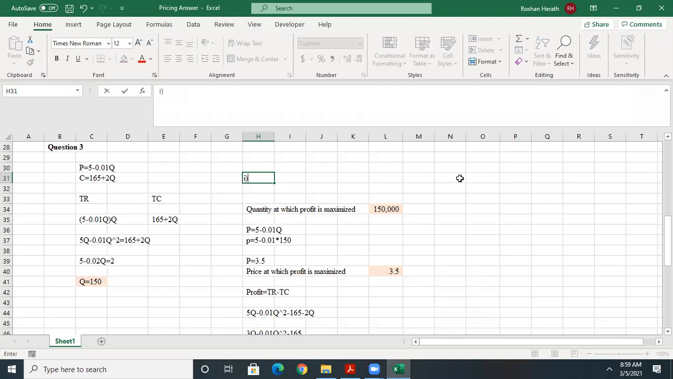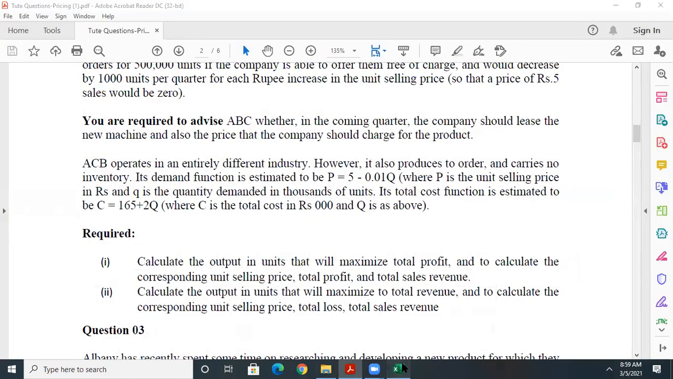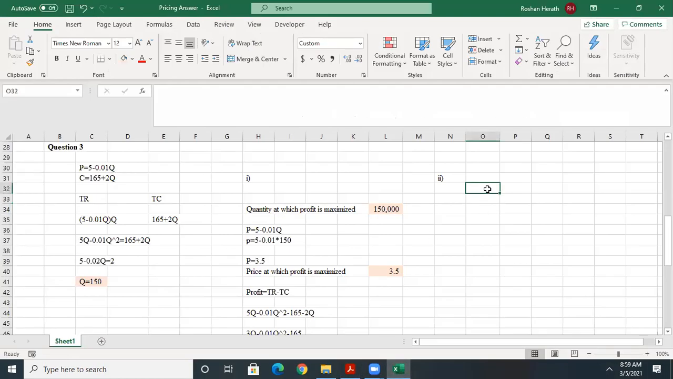And in part 2, it is about the point that maximizes the revenue. Remember, the point where the revenue is maximized is what we call the point where MR is equal to 0.